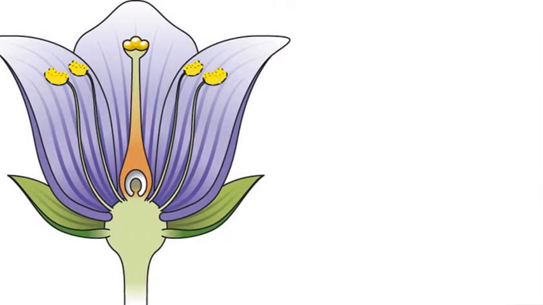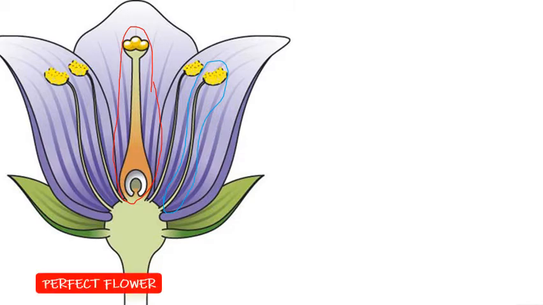This flower shows a female reproductive part, the pistil, and it shows also stamens, which are the male reproductive parts. When a flower shows both male and female organs, we consider it as a perfect flower. So a perfect flower has both organs, the pistil, the girl, and the stamen, the boy.